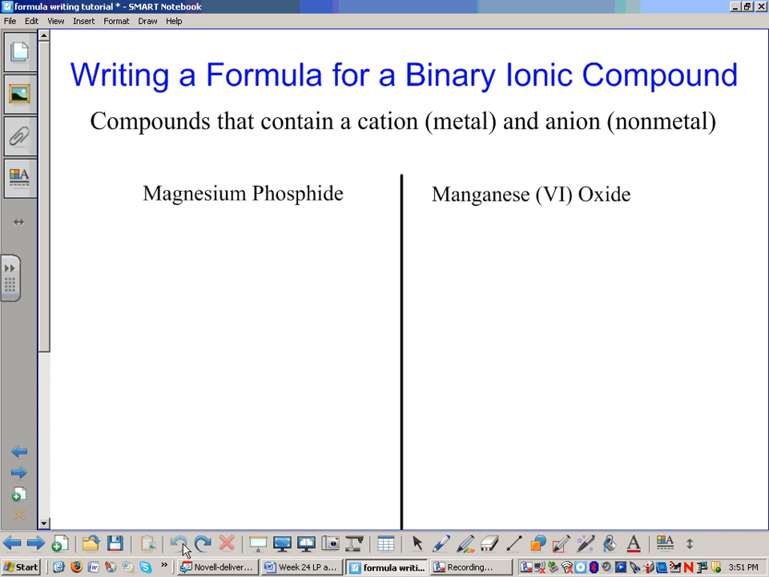The other thing we can look for, I should say, is right here. Roman numerals, guys, Roman numerals are only used when we have an ionic compound. Okay, now let's go into writing.